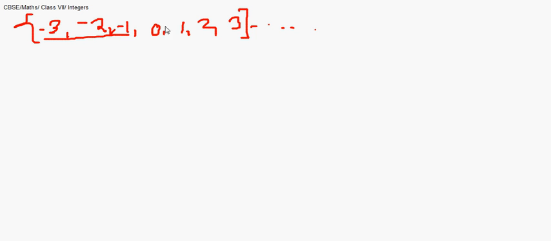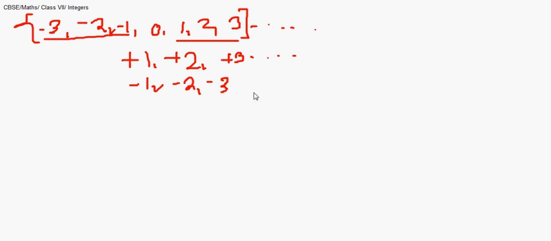Now these positive integers, like +1, +2, +3, and so on, are referred to as the positive integers, and -1, -2, -3 are referred to as the negative integers. What about 0? 0 is neither positive nor negative. So this is a set of all the negative natural numbers, 0, plus all of the whole numbers. They are referred to as the integers.